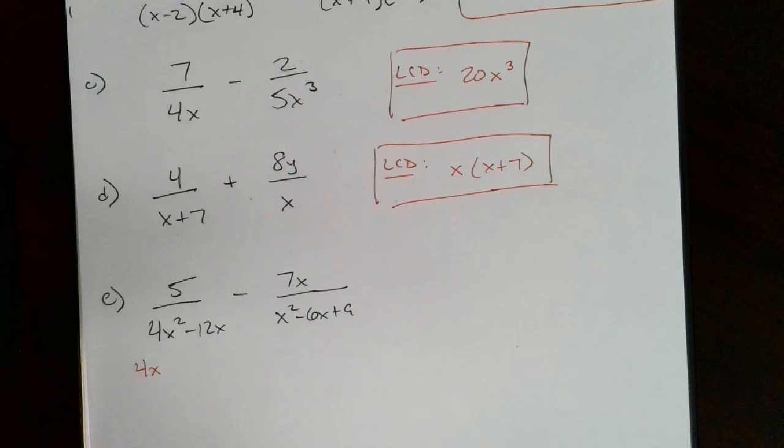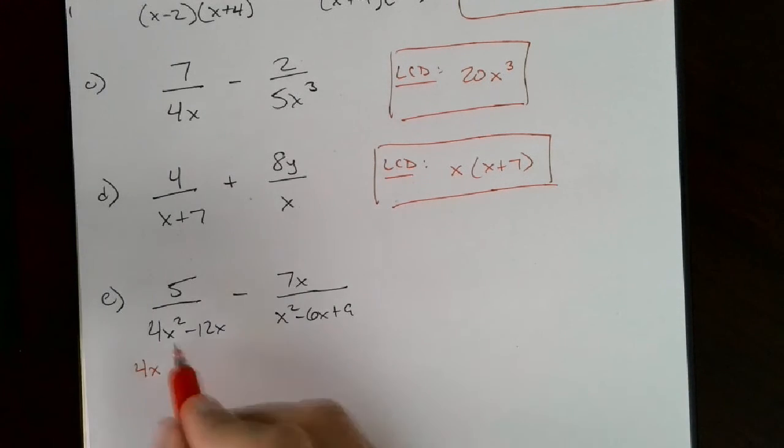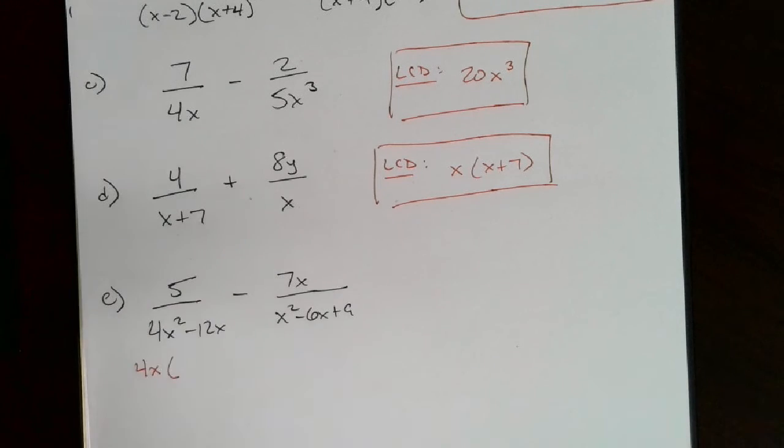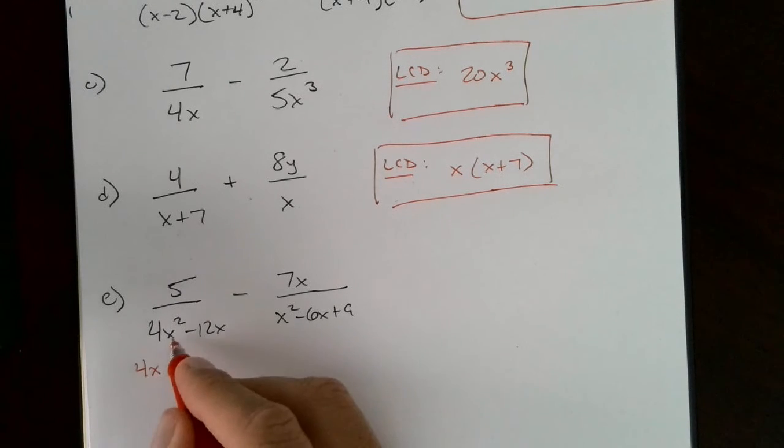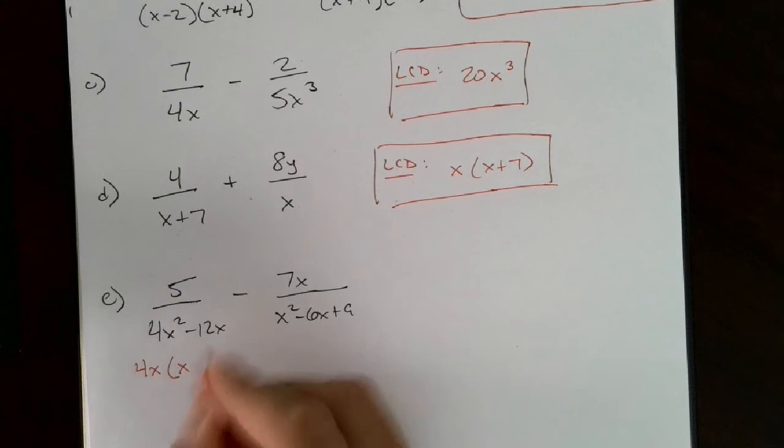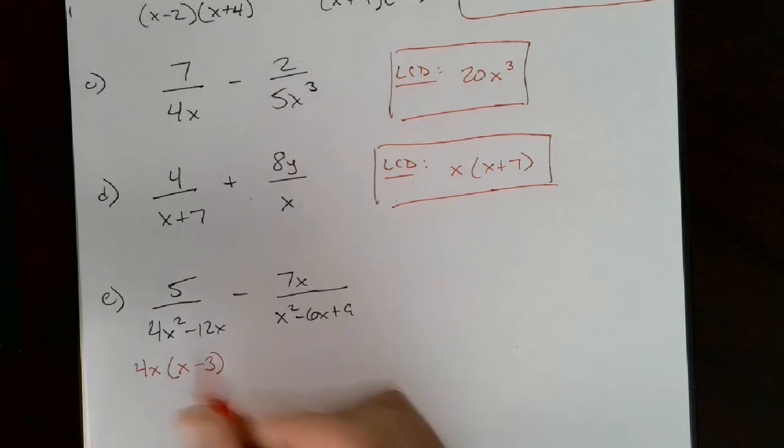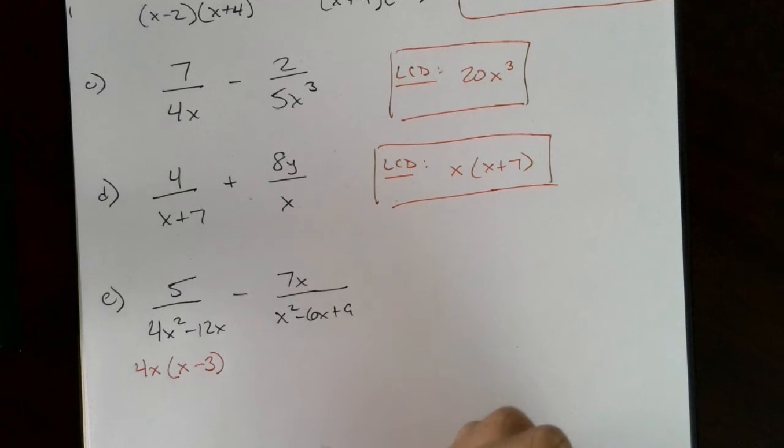GCF out of here. 4 and 12 have a common factor of 4, x squared and x have a common factor of x. So we're factoring out 4x. Factoring out 4x from the 4x squared just leaves me with x. Negative 12x factoring out the 4x gives me negative 3. So this factors really to 4x times x minus 3.